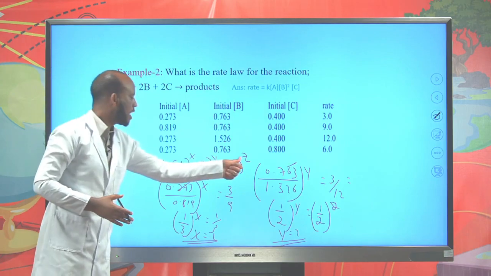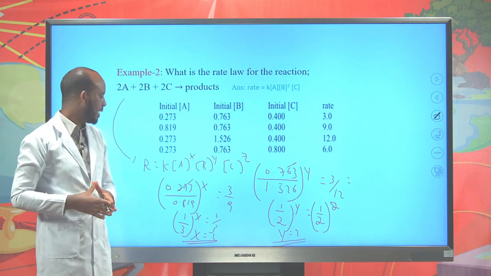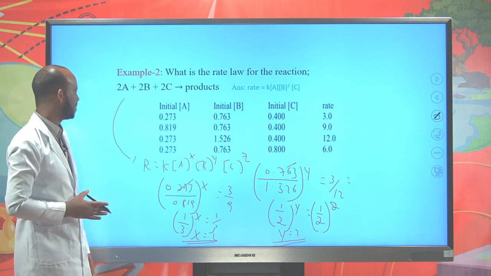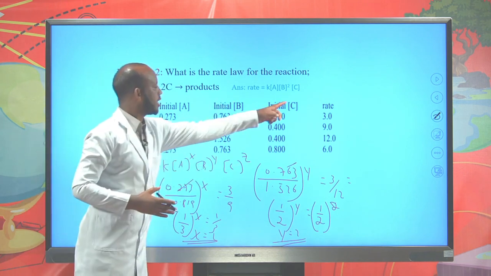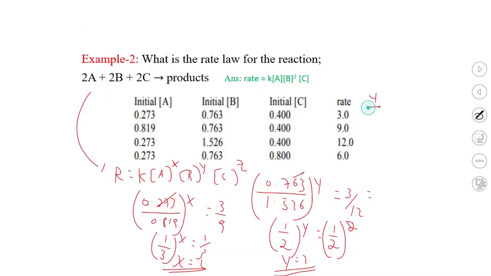To get the value of z, vary the concentration of C while keeping the concentrations of A and B constant. Now, experiments 1 and 4. The concentration of C varies, so 4 over 8 to the power z equals rate 1 over rate 4, which is 3 over 6.